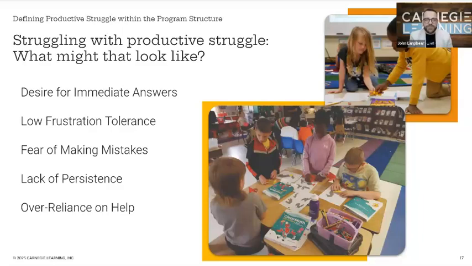I want you to look through those five and in the chat, write down which one maybe is the most evident with the current students that you're teaching. And I'll give you a minute just to chat in the chat, just which one of those is highlighted the most. And absolutely, I see a lot of the common themes.